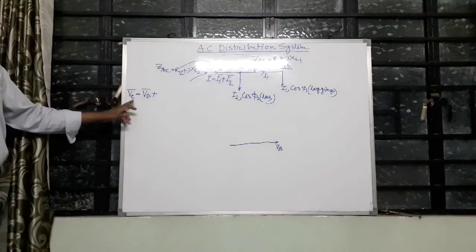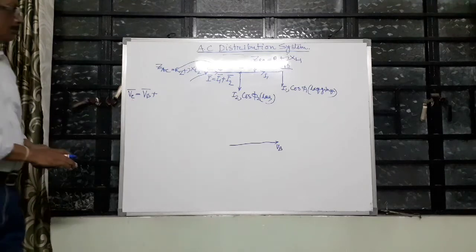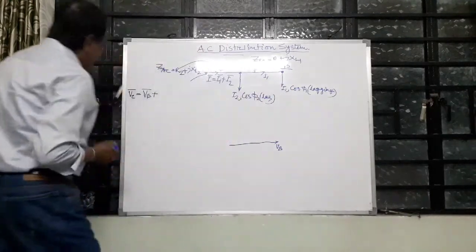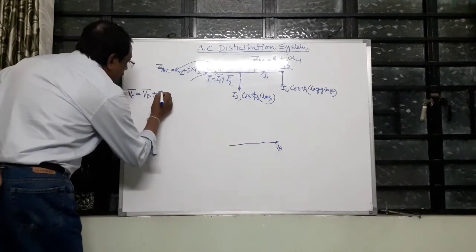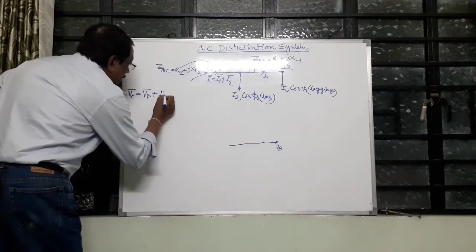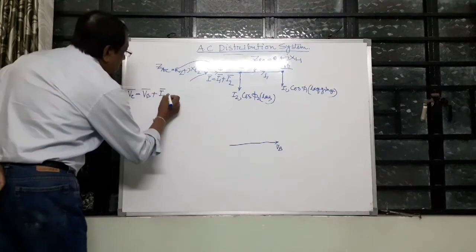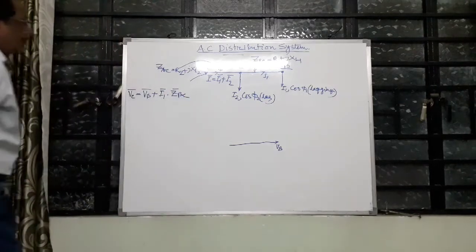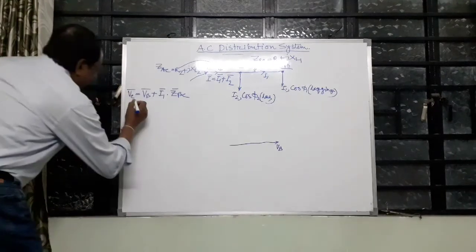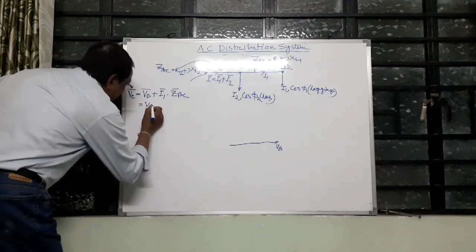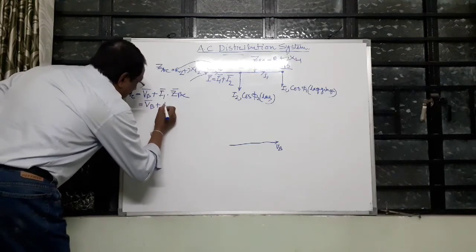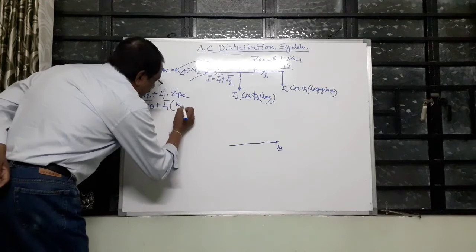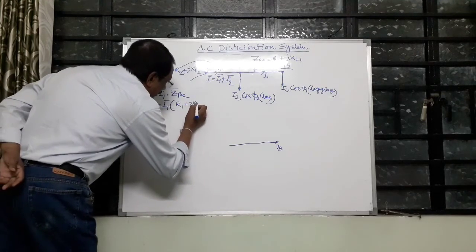Now the voltage VC equals VB plus this drop, so VC equals VB plus I1 vector times ZBC, that is VB plus I1 vector times (R1 plus jXL1).